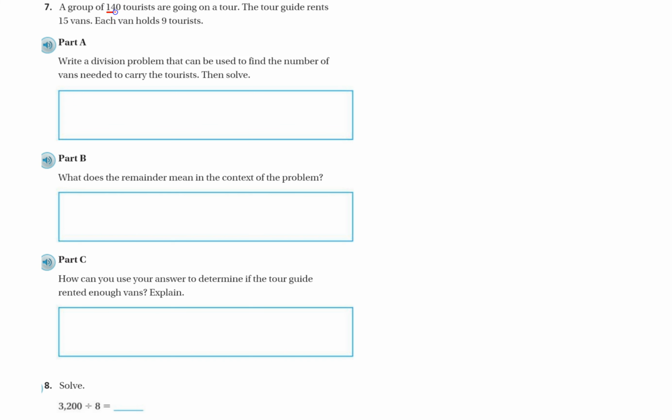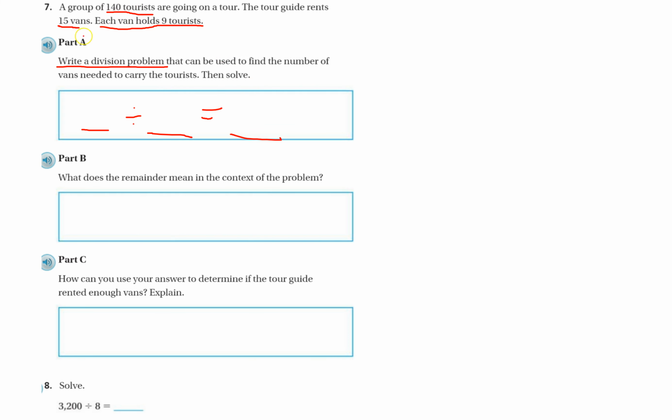A group of 140 tourists are going on tour. The tour guide rents 15 vans. Each van holds 9 tourists. Okay, so 140 tourists, each van holds 9 tourists. Write a division problem. Okay, so we need a division problem with an equal sign. So something divided by something equals something. That can be used to find the number of vans needed to carry the tourists and then solve it.